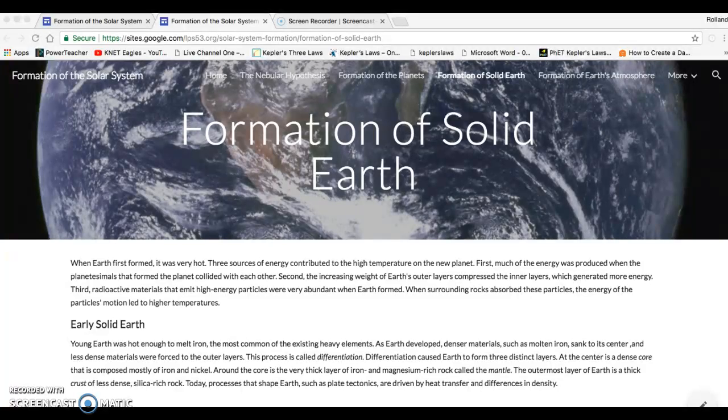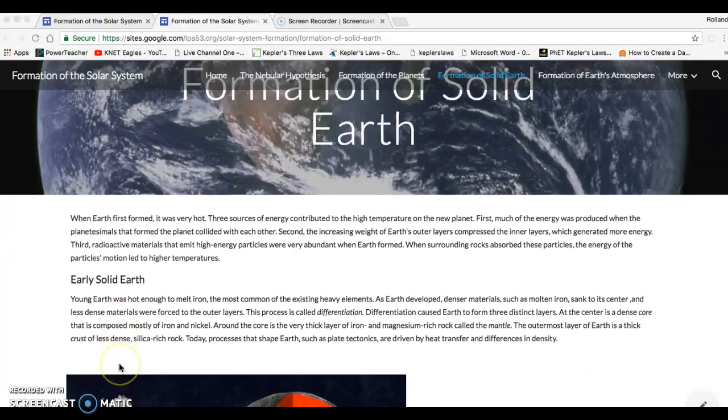Second, the increasing weight of Earth's outer layers compressed the inner layers, which generated more energy. Third, radioactive materials that emit high-energy particles were very abundant when Earth formed. When surrounding rocks absorbed these particles, the energy of the particles' motion led to higher temperatures.